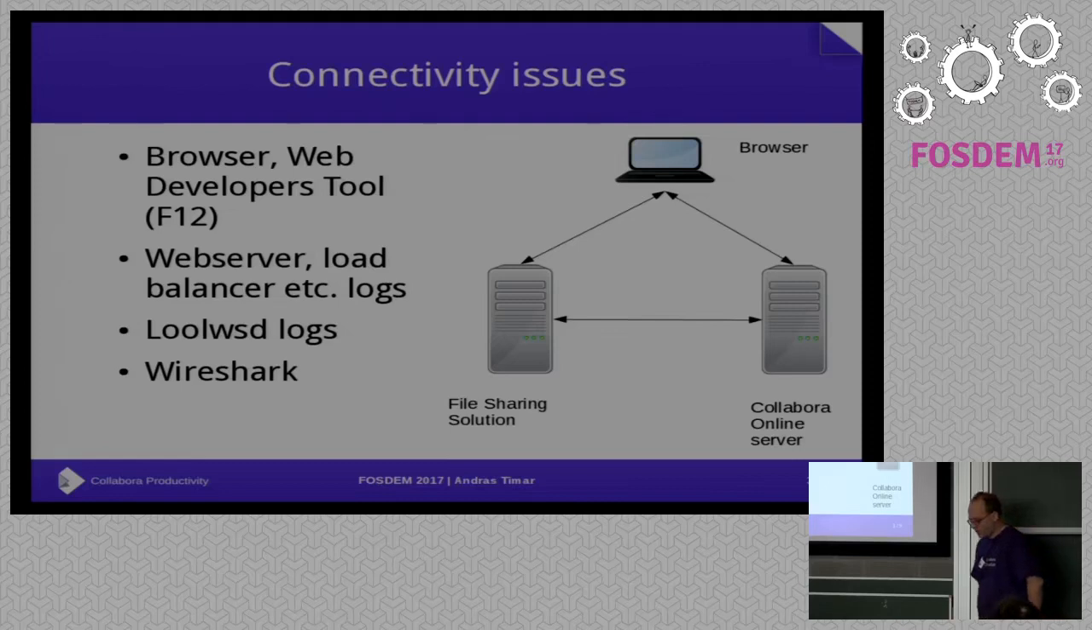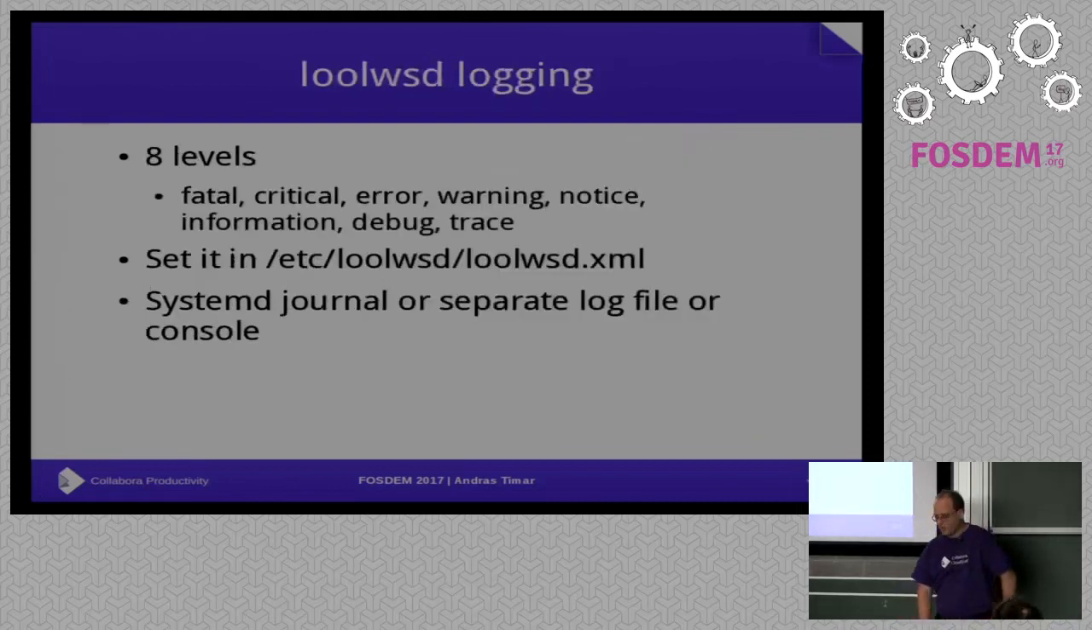Of course, we can rely on the loolwsd, the Collabora Online WebSocket daemon logs, because it has a very detailed logging capability. We have eight log levels: fatal, critical, error, warning, notice, information, debug, and trace. You can set this log level in the configuration file, restart the server, and it logs into the system journal or a separate log file, or even on the console. So whichever is the most convenient.